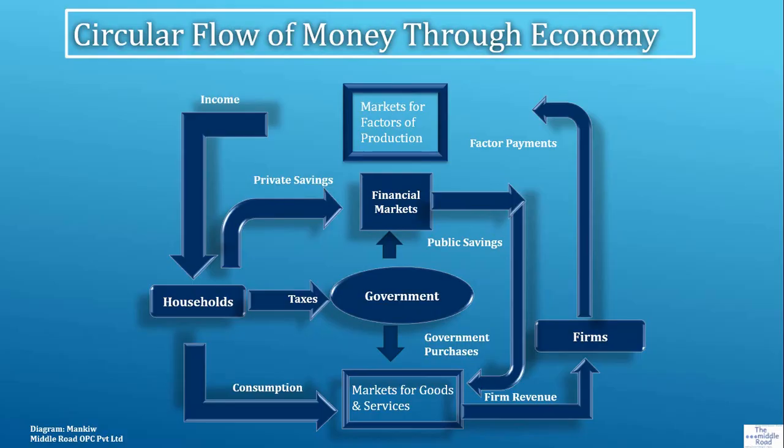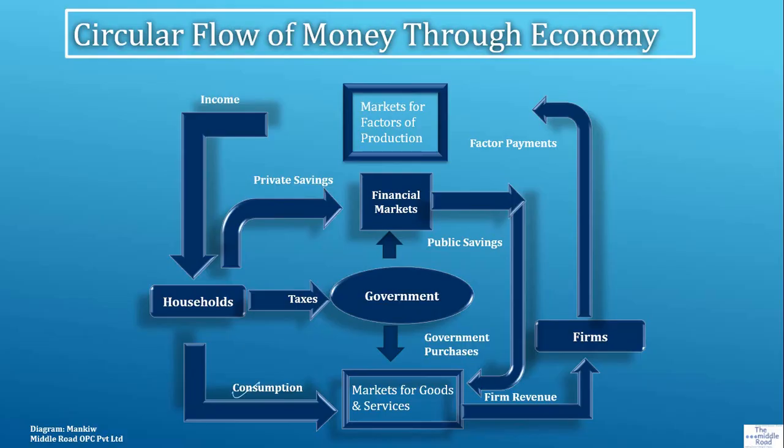Now this becomes income for the households, right? So if you look at these households, whenever they want to consume, what they pay is taxes, which goes to the government. The private savings go to the financial markets, and they consume in markets for goods and services, which becomes revenue which goes back to the firm. So when we look at this, we see the expenditure happening from the household part. We know households are doing three things.